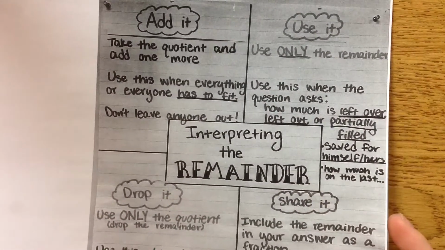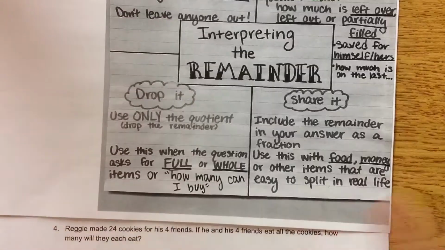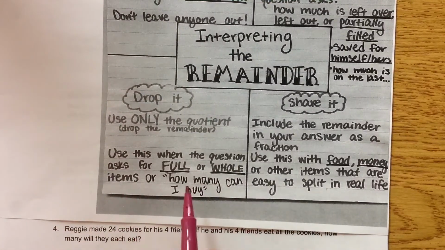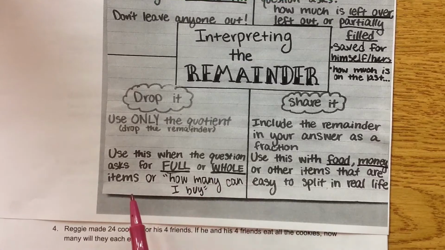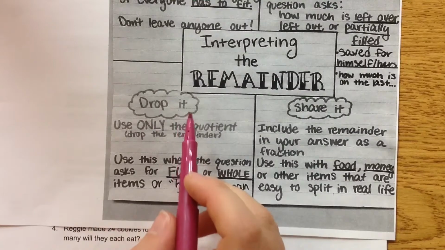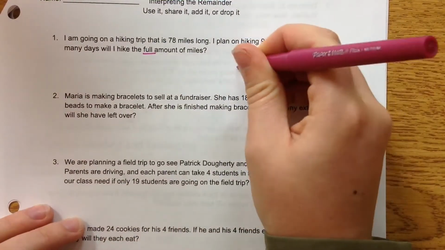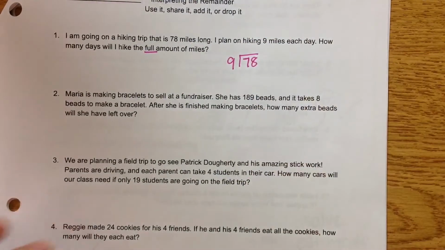Let's look at our page. Oh, I see on this one it says use this when the question asks for full or whole items. So it's going to be a drop it problem. Okay, let's solve it first and then we'll look at what exactly we have to do. So 78 divided by 9, or what times 9 gets me something close to 78 without going over?